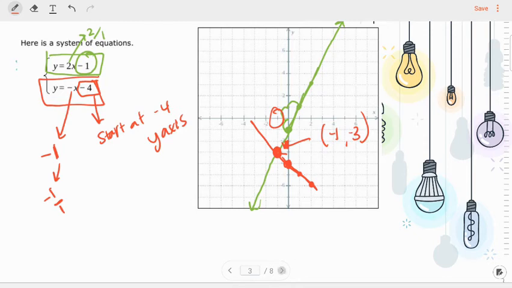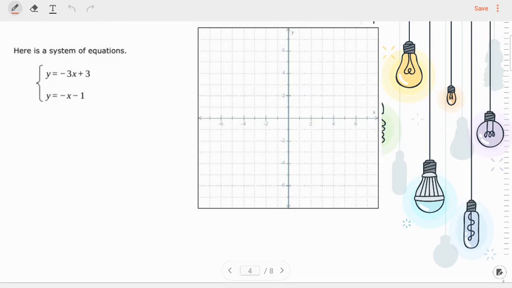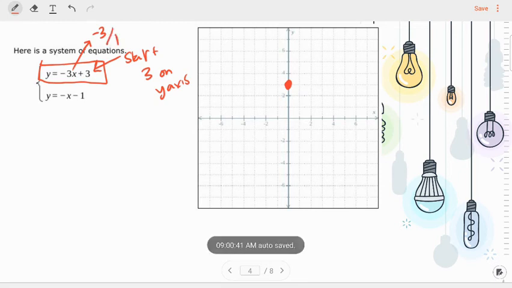All right, let's try one more. Make sure we got the hang of this. On this problem, again, focus equation by equation. My starting point is at 3, so start at 3 on the y-axis. My slope tells me my rise, and I need to make sure it has a run. If it doesn't have a run, it's always over 1. So my line is going to count from my dot down 3 and over 1. And I'm going to extend it in both directions.